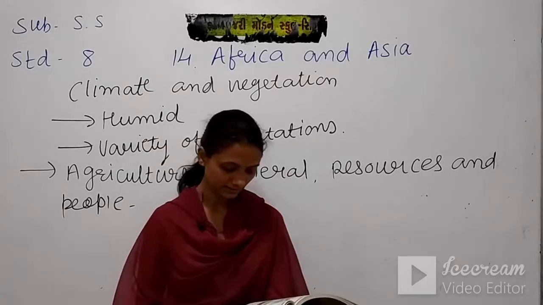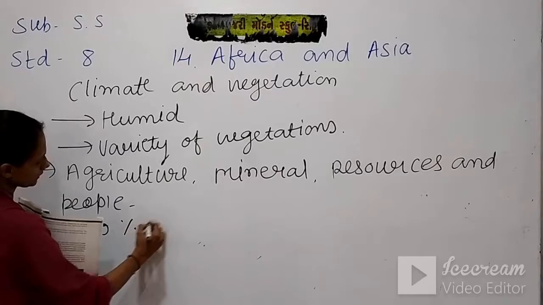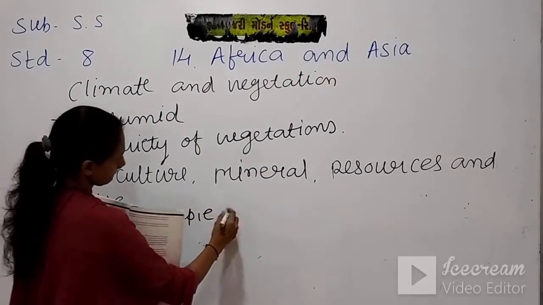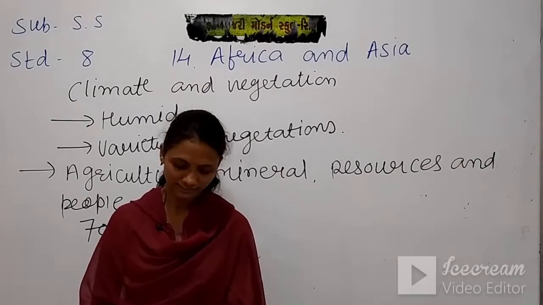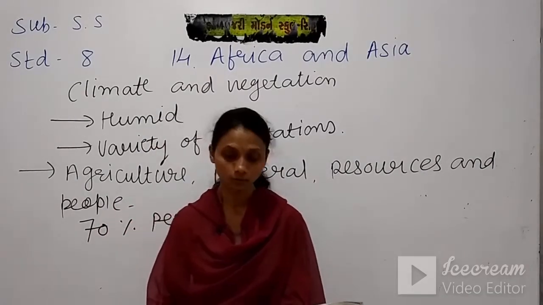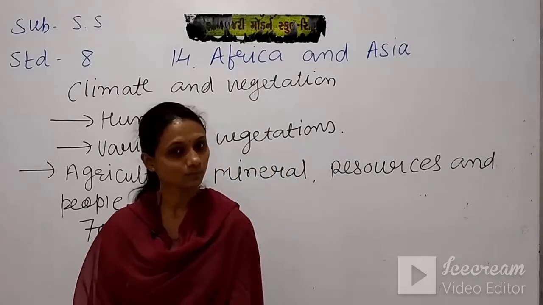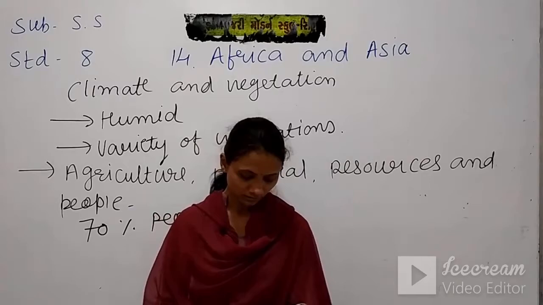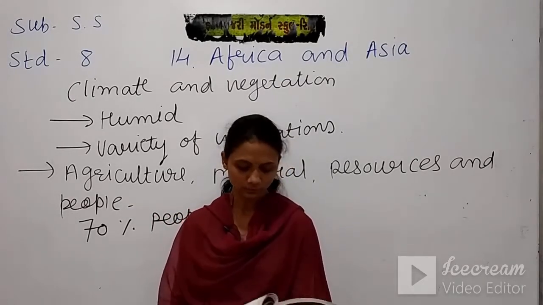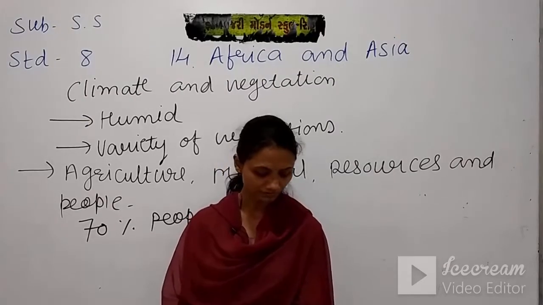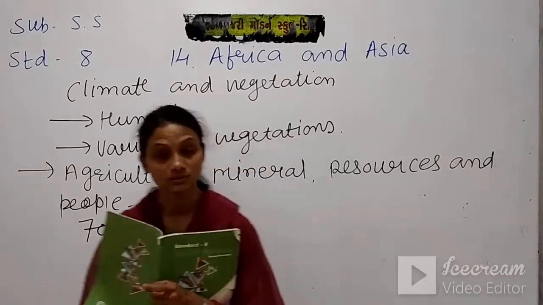70% of Africans indulge in agriculture. That is a very good thing we can say. 70% of people are doing this farming. Various crops like tea, coffee, cocoa, rubber, tobacco, etc. are grown here along with the regular crops. These are the major crops of Africa. Madagascar and Zanzibar island of East Africa produce various crops like clove, coffee, rice, etc. Zanzibar is also known as the island of cloves.